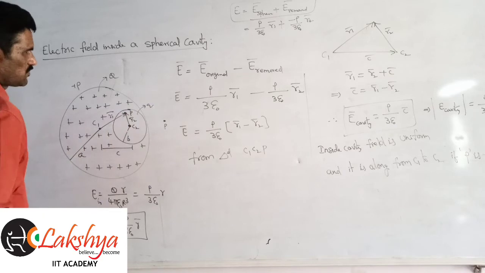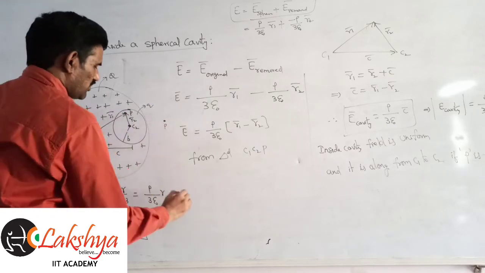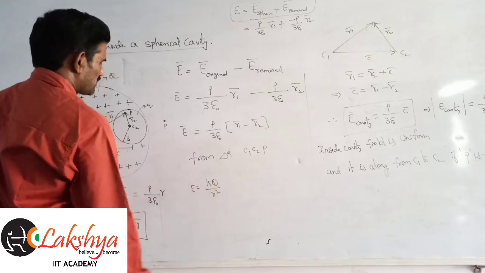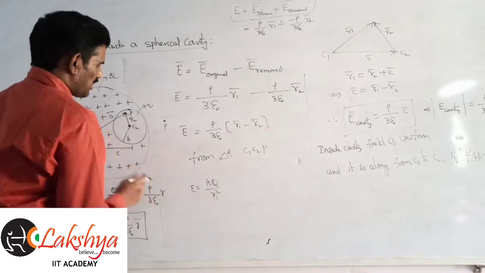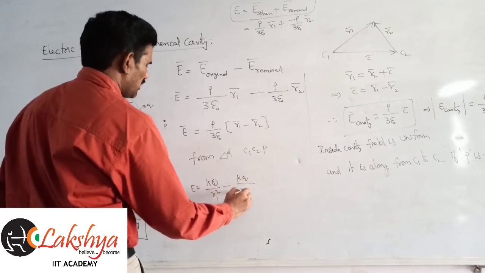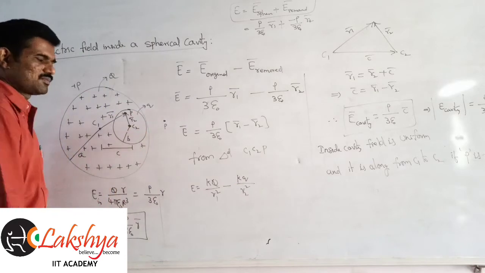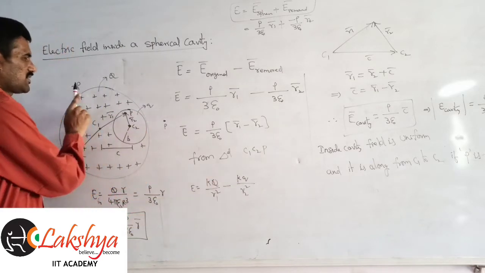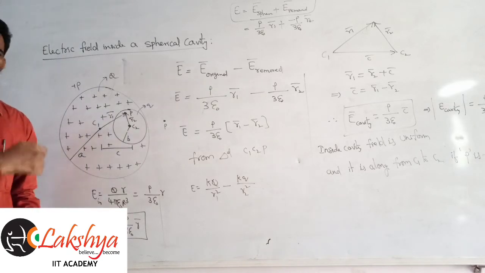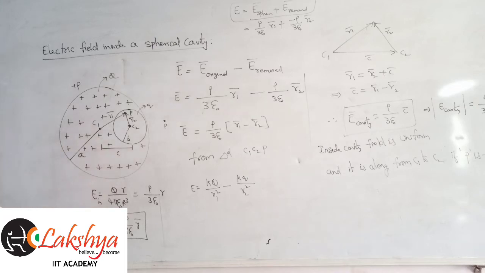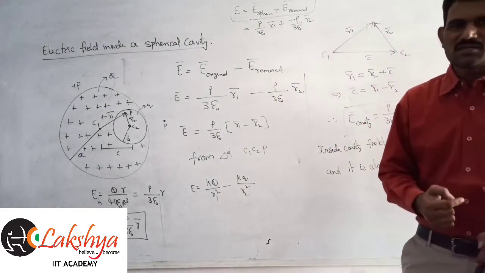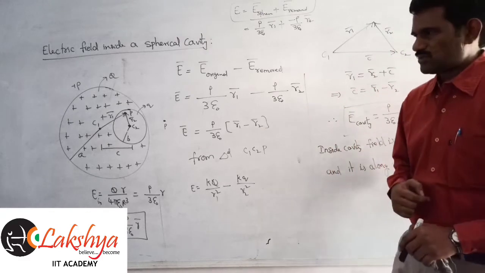then at this point I can write it as k capital Q by small r square, where small r, or R1 let it be, is the distance from the center of the sphere, minus k into small q by R2 square, where R2 is the distance from C2. And small q and capital Q values you can calculate; if rho is given, you can substitute in terms of rho. That means even if the point is outside or inside the cavity, our procedure will be the same. But if the point is outside, we need to write the outside electric field formula. If our point is inside, then we write the inside formula. Got it? So this is the electric field inside the cavity.